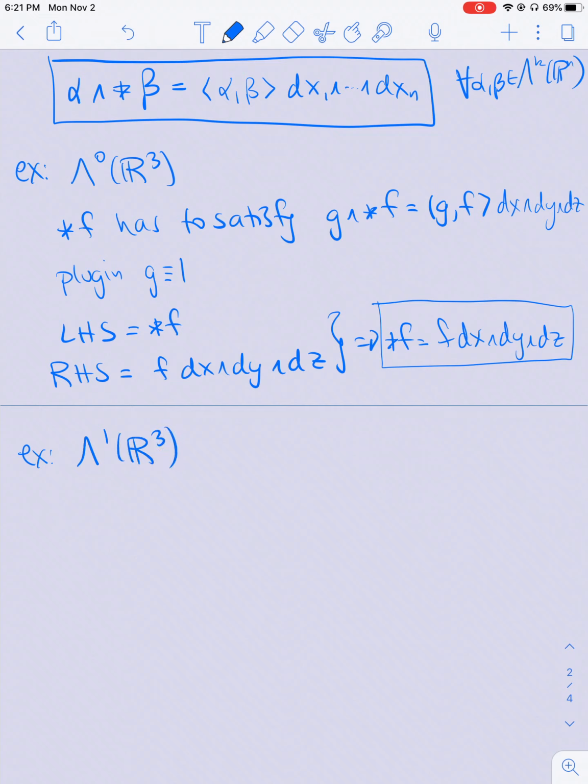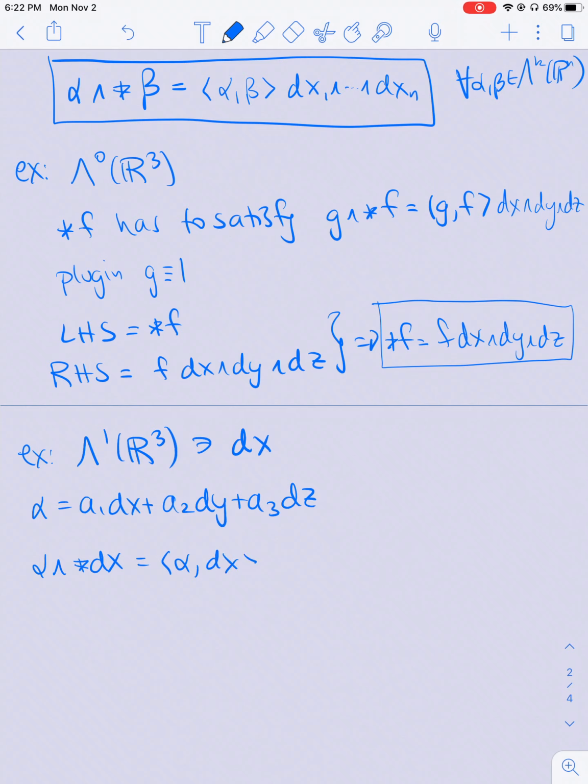We won't do all of them because as you'll see, the computation, I mean, it's not that hard, but it will take a few minutes. So let's do the 1 form, just dx. So if I have another one form, alpha equals a1 dx plus a2 dy plus a3 dz, then I know from my equation that alpha wedge Hodge star of dx is equal to the inner product of alpha with dx, dx wedge dy wedge dz. Okay, so let's compute both sides.